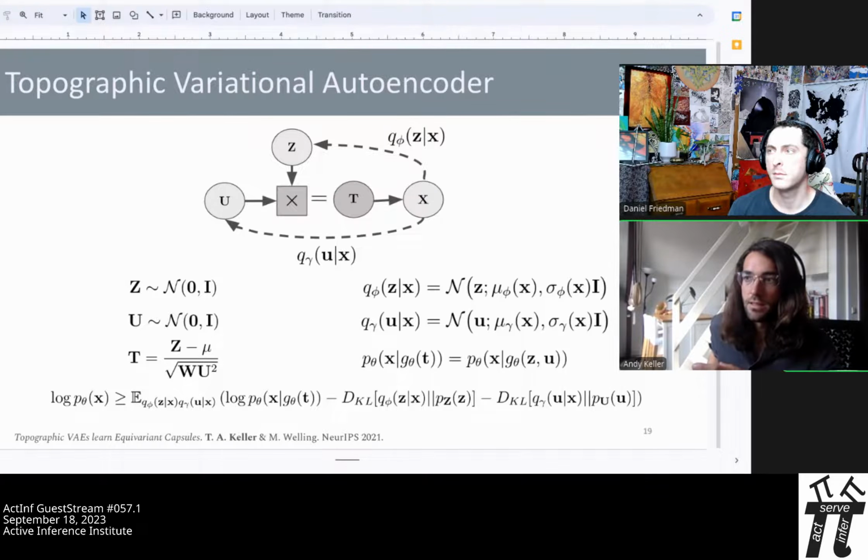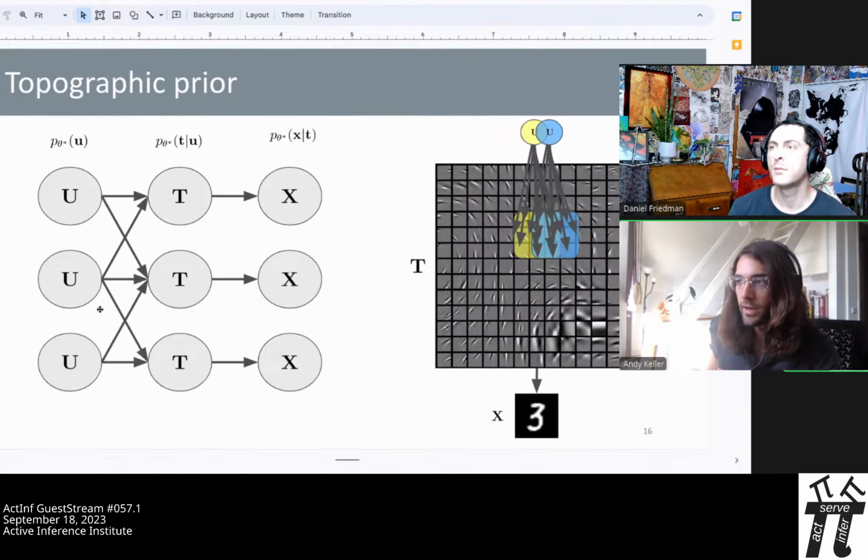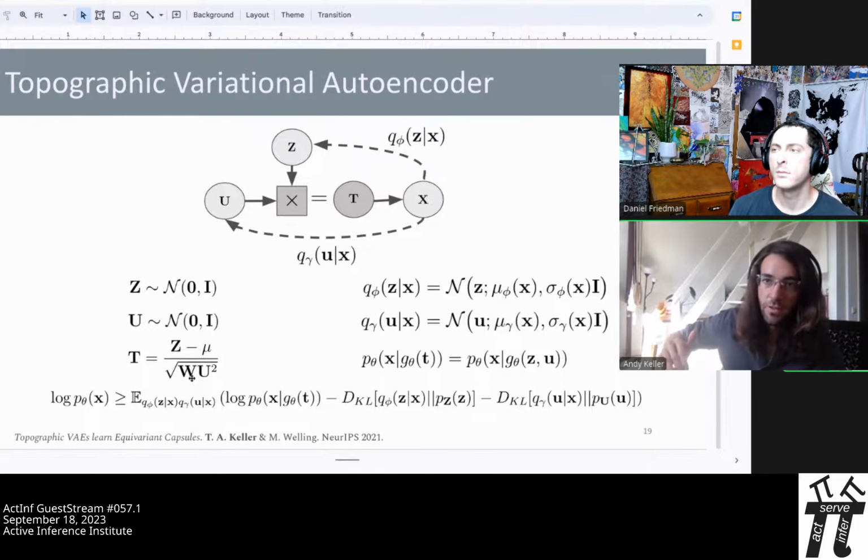And so the idea is, let me go to one of the other examples. If all of your u's are active for a given t, that t variable is going to be very small, right? Because your denominator is going to be very big, and that induces sparsity. So it's like constraint satisfaction.